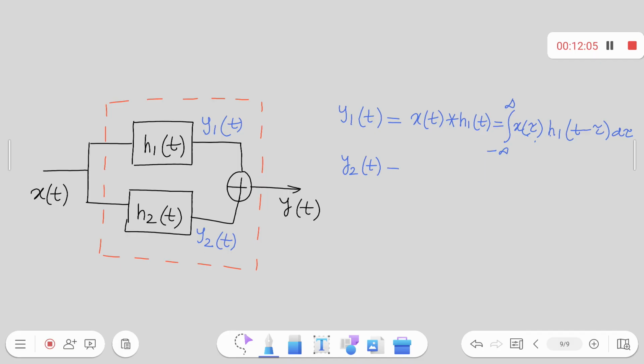What is y2(t)? y2(t) is equal to x(t) convolved with h2(t). Similarly, you can write the integral from minus to plus infinity of x(tau) h2(t minus tau) d tau. Then what is the final output y(t)? This y(t) is basically the summation of y1(t) and y2(t).